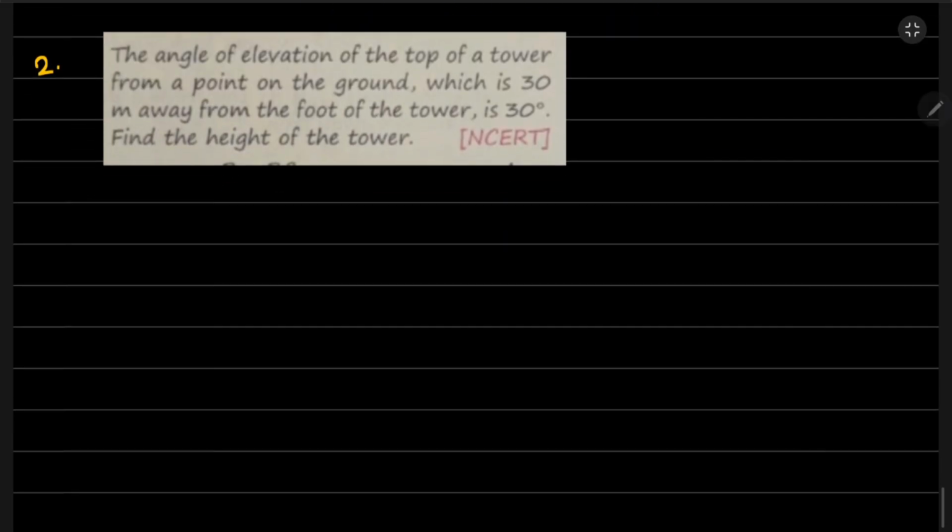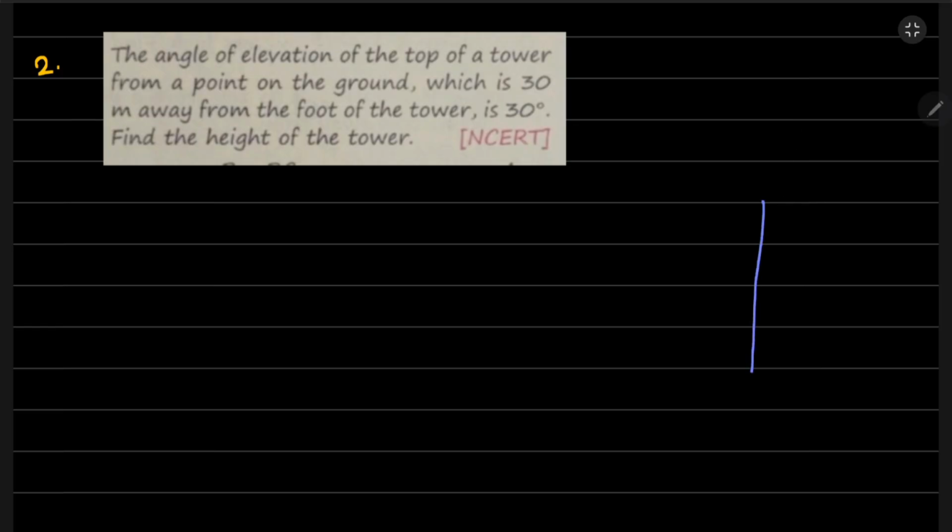This is also a very similar question. The angle of elevation of the top of a tower from a point on the ground which is 30 meters away from the foot of the tower is 30 degrees. Find the height of the tower. It's an NCERT question. Let's draw it. So the angle of elevation of the top. Let's draw the tower.